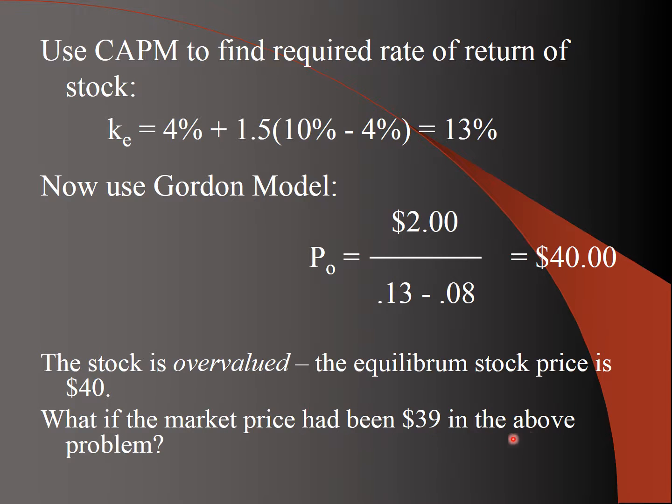So that's a good way to summarize how CAPM and the constant growth model can be used together to determine an equilibrium stock price. So that's our conversation about the relationship between risk and return.